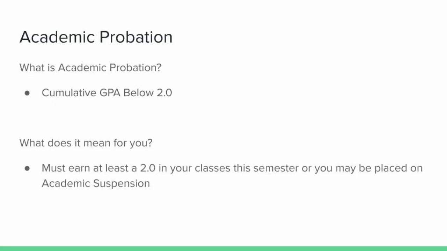What is academic probation? A student is placed on academic probation when their cumulative GPA drops below a 2.0. What does that mean for you? That means that you must earn at least a 2.0 in your classes that semester, or you may be placed on academic suspension. That would mean earning at least a C average in your classes.